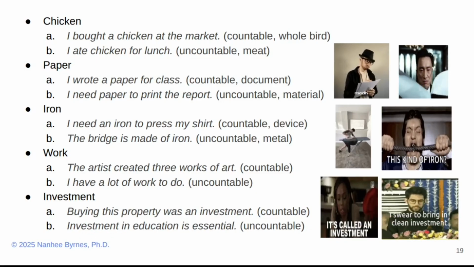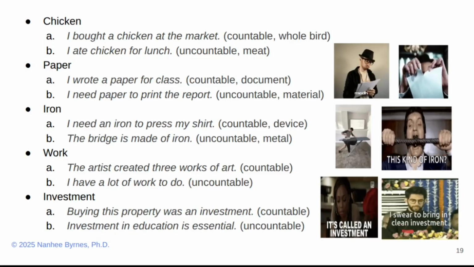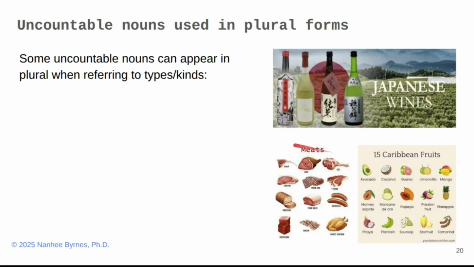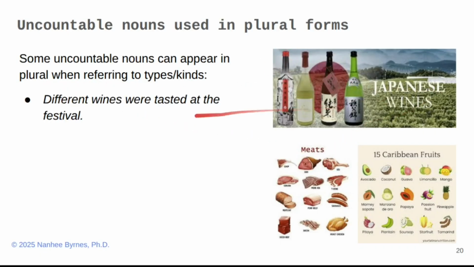Finally, some uncountable nouns can appear in plural form when referring to types or kinds, even though they're uncountable in general. For example, different wines were tasted at the festival. That means types of wine. Eat meats and fruits. That means varieties of meat and fruit.